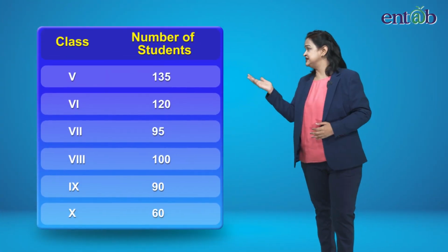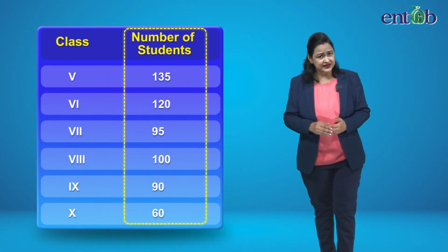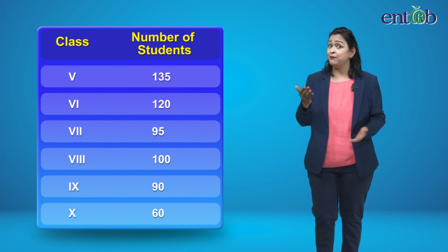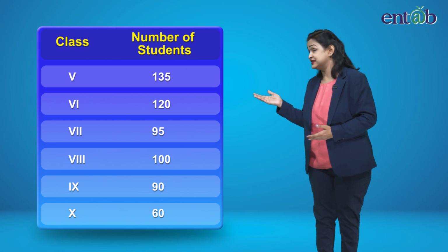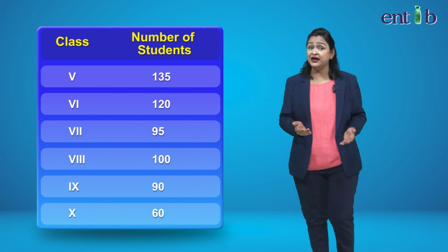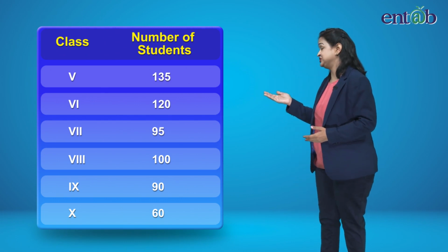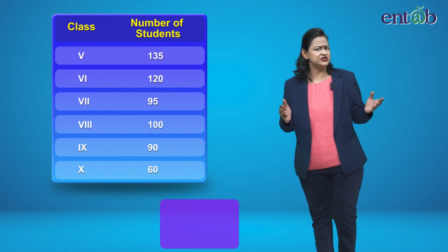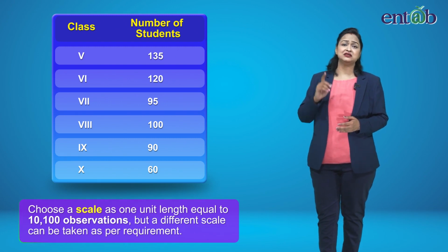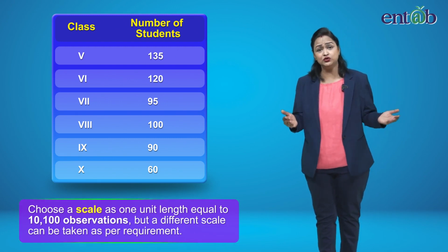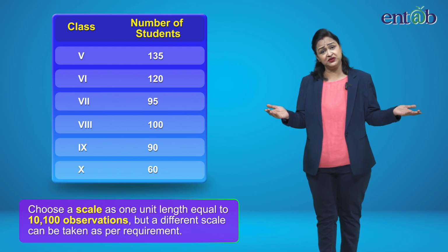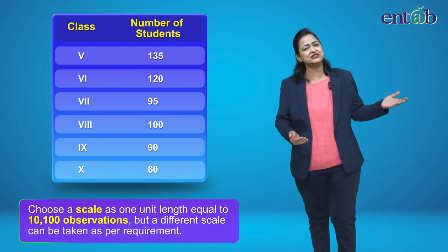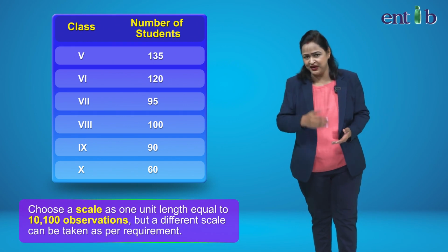Look at this data now. In this data, the number of students is given. To draw a bar graph for this data, we need to look at the greatest observation, that is 135. We generally choose a scale as 1 unit length equal to 10, 100 observations, but we can always take a different scale as per requirement.